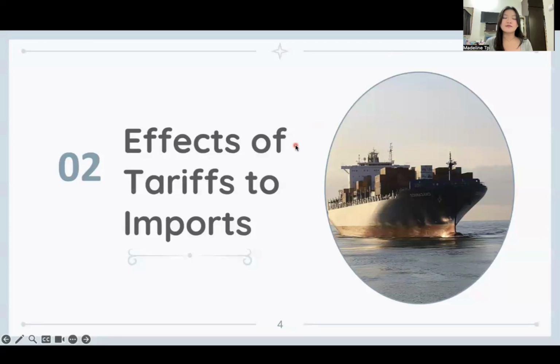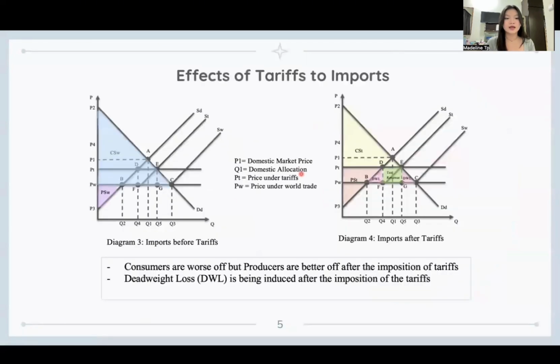Now I'm going to be talking about the effects of tariffs on imports. Diagram 3 shows imports before tariffs, and diagram 4 shows imports after tariffs. This blue and yellow triangle shows the consumer surpluses, and the purple and orange triangle shows the producer surpluses. The blue triangle is smaller than the yellow triangle. This is because there's a decrease in consumer surplus, because the consumer used to pay at PW over here, whilst now they are required to pay at PT. That means that their goods are getting more expensive, so consumer welfare is reduced.